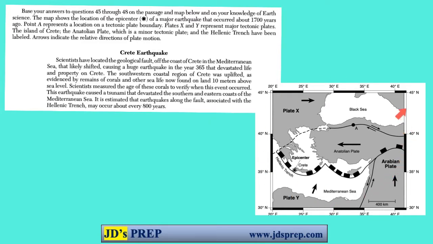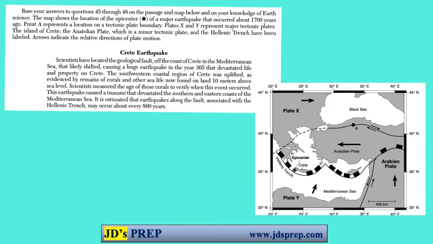So here we're being given a passage and a map. We're going to use that information to answer the next few questions. On the map, you can see that there's an epicenter highlighted. This is the epicenter of an earthquake that occurred about 1700 years ago in Crete.